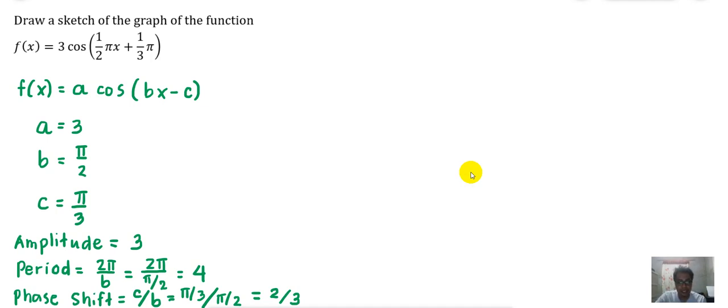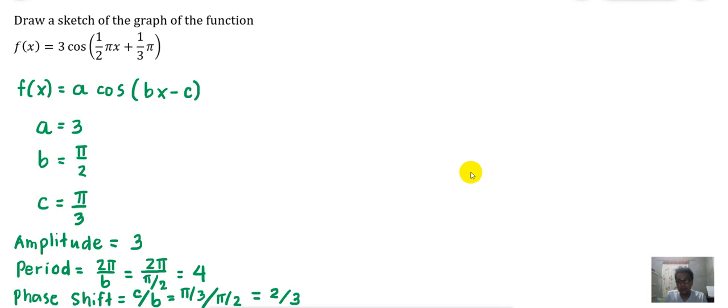Okay, so we know that the amplitude is 3. So this means the height of our cosine wave, the maximum will be positive 3 and the minimum is negative 3. And then the period becomes 4. This means one complete cycle of the graph is now from 0 to 4. So that's all we actually need, from 0 to 4. And then we have a phase shift of 2/3. This means from 0 to 4, we will shift 2/3 units to the left.